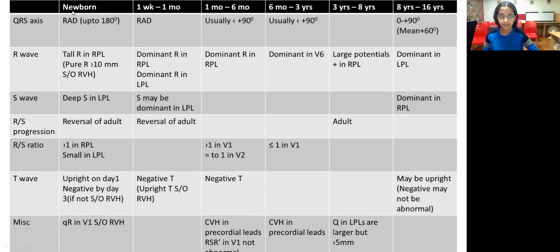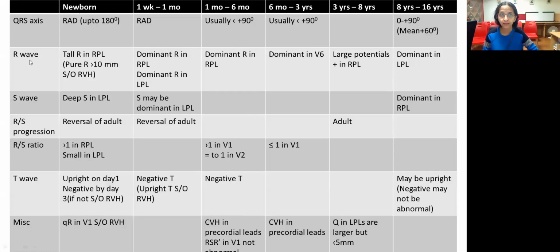Now, this is just to summarize here in this slide. You can see that there are lots of differences in the axis of QRS, starting from the newborn period to adolescence, where your axis can go usually up to 140 to 160 degrees in a newborn, whereas by 3 years of age, it's usually less than 90 degrees. And this is reflected in your RS ratio, etc.